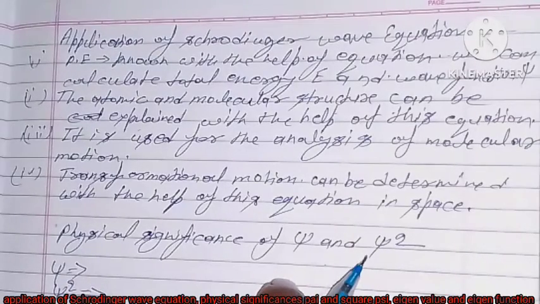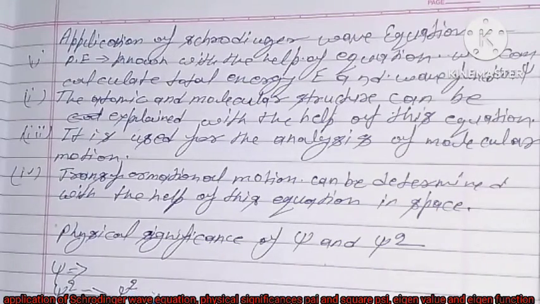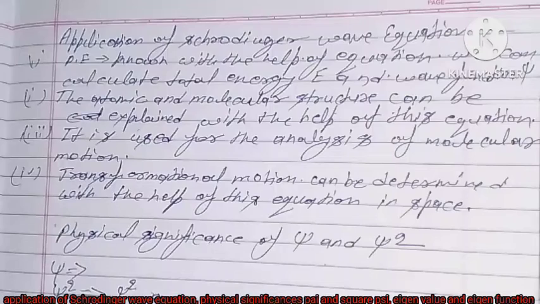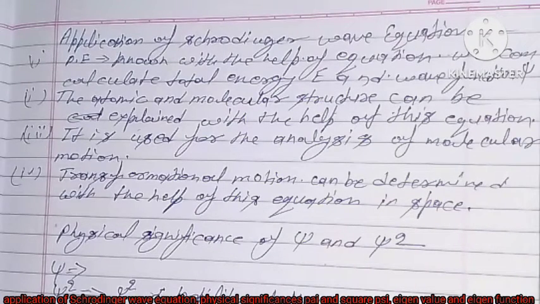And the second is psi square. The physical significance of psi lies in the fact that psi square at any place is proportional to the probability of finding the electron there.